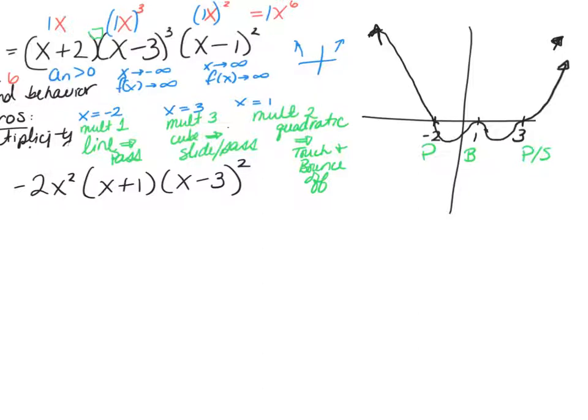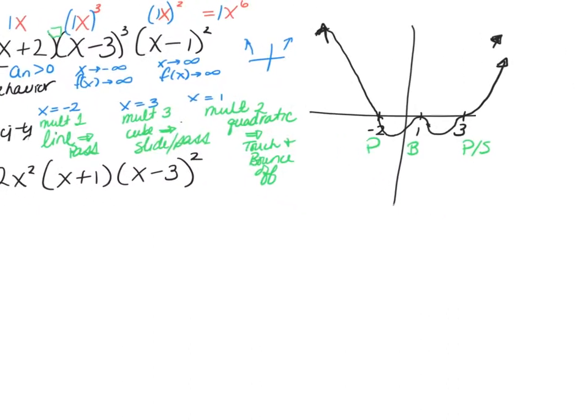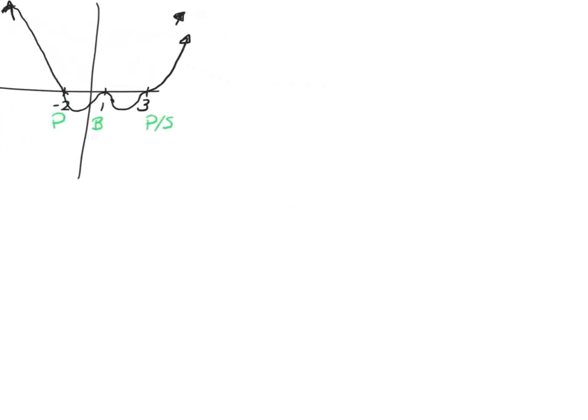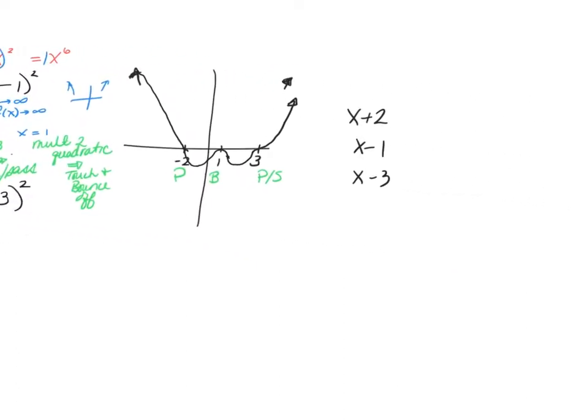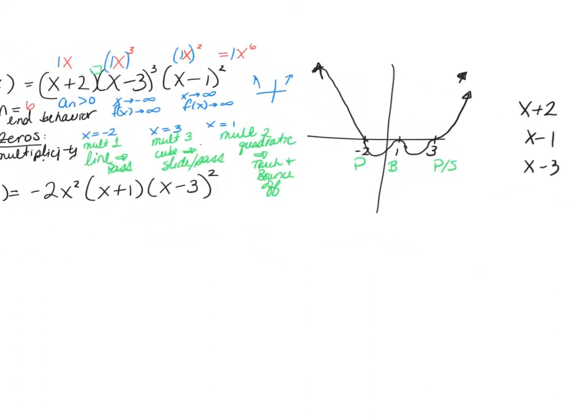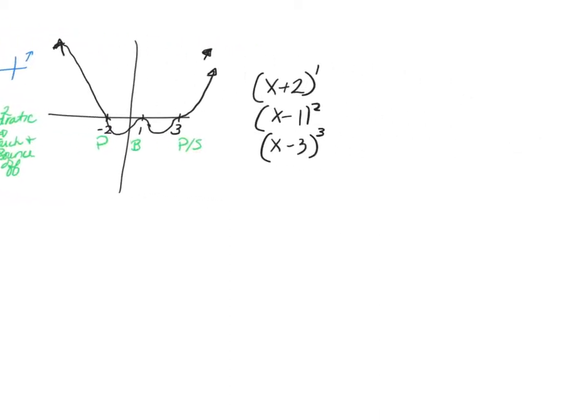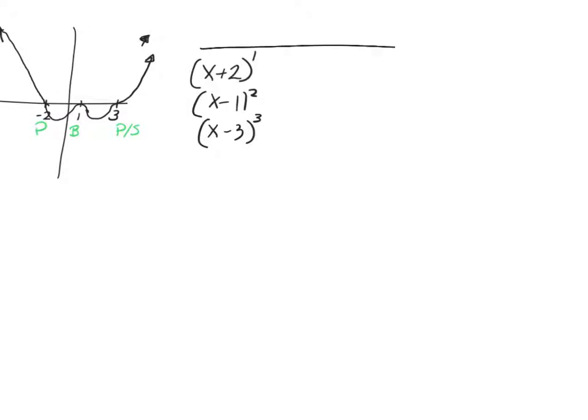Now, I can confirm this with a sign chart. So let's go ahead and confirm this with a sign chart. I'm going to go over here and write my sign chart. I have x plus 2, x minus 1, and x minus 3. Now I've got to make sure I've got the multiplicities on these correct. So x plus 2 has a multiplicity of 1, x minus 1 has a multiplicity of 2, and x minus 3 has a multiplicity of 3. So don't forget the multiplicity when you do your sign chart.